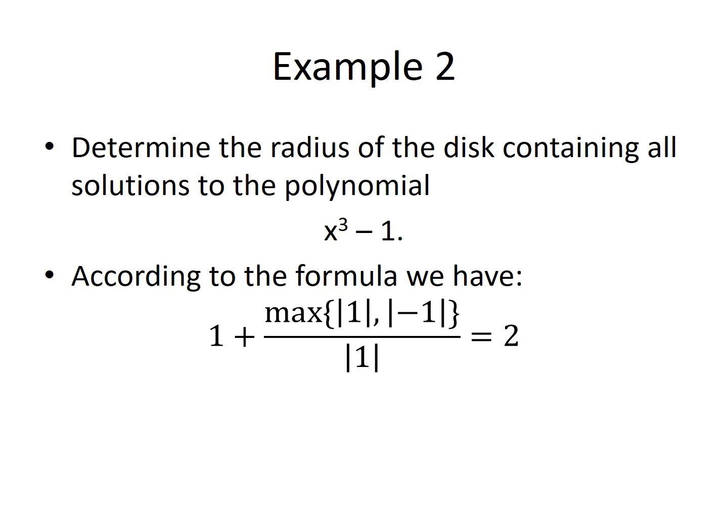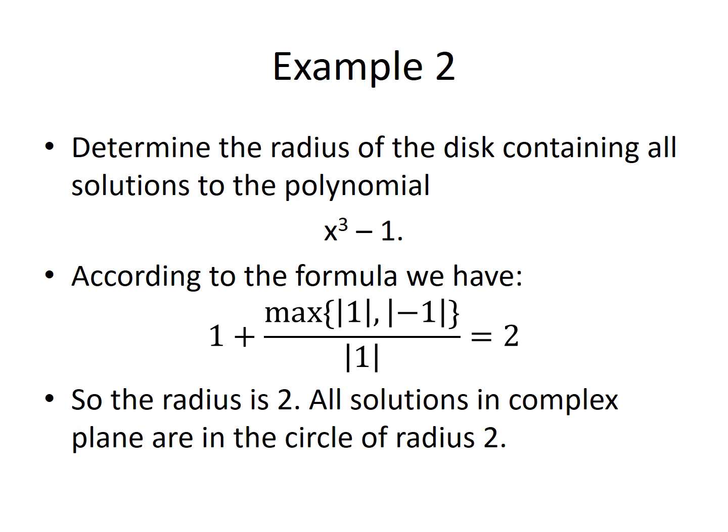And then we're going to divide by the absolute value of the leading coefficient, in this case 1. So we have 1 divided by 1, and that's 1. And then we add 1 according to the formula, and that gives us 2. So the radius is 2, and all solutions in the complex plane are in a circle of radius 2.